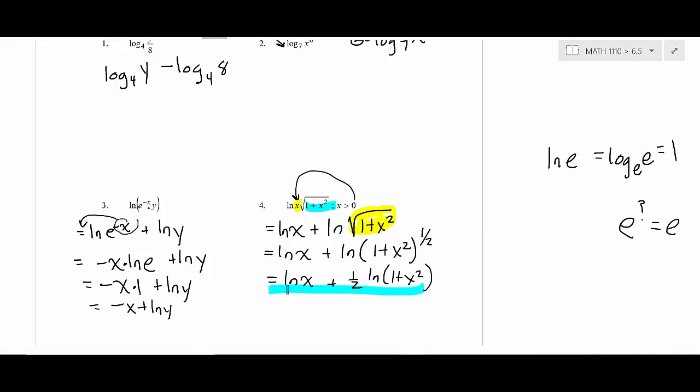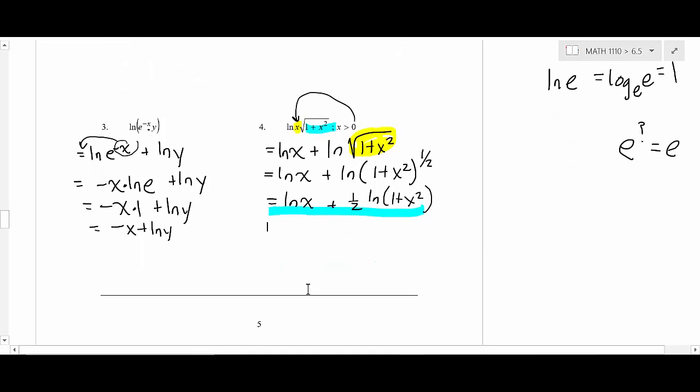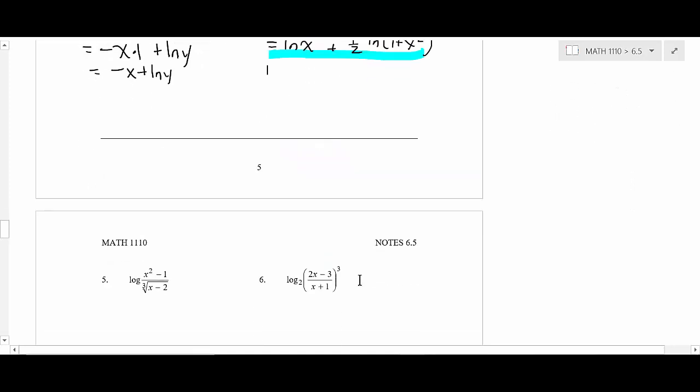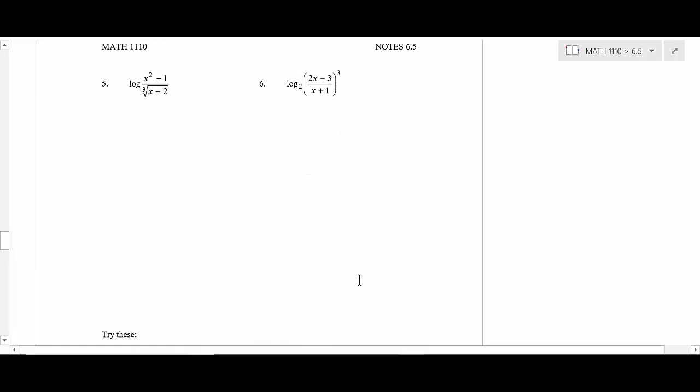A lot of times I'll see students go ln 1 plus ln x squared. Can't break that up. That thing is done right there. You can only do log of a product breaks up into a sum, and log of a quotient breaks into a difference, to subtraction. That's the idea. Okay, is everybody with me okay? All right, let's do a couple of these that have a little bit more involved here.